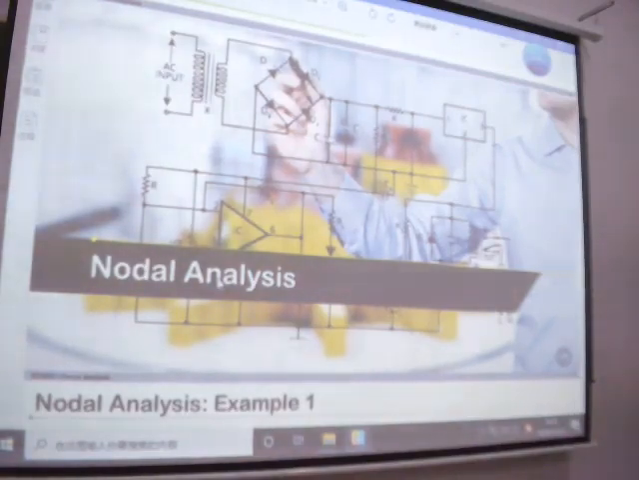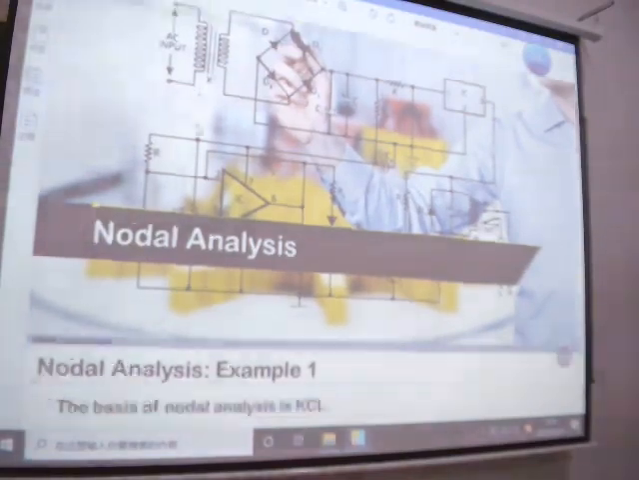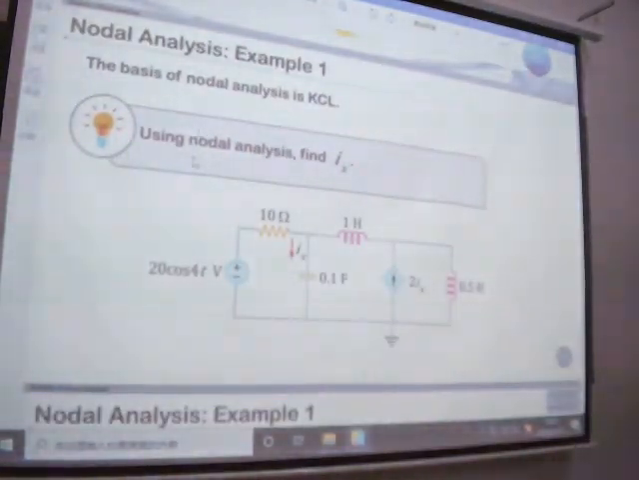If you don't remember, you can go back to your book and see what nodal analysis means. We know for nodal analysis, we can see this example and see how nodal analysis works.